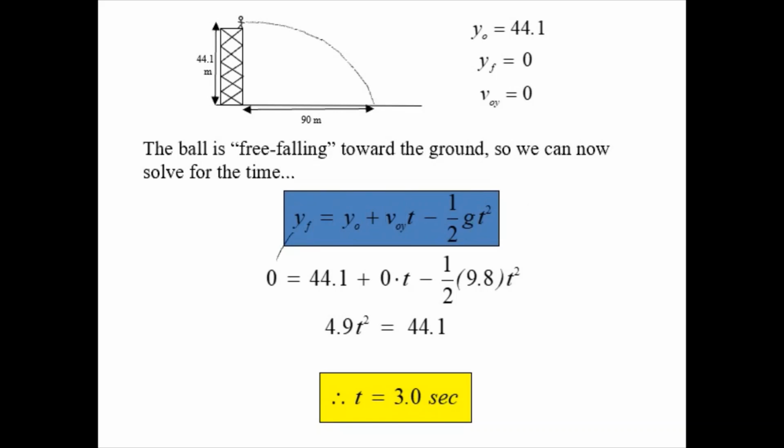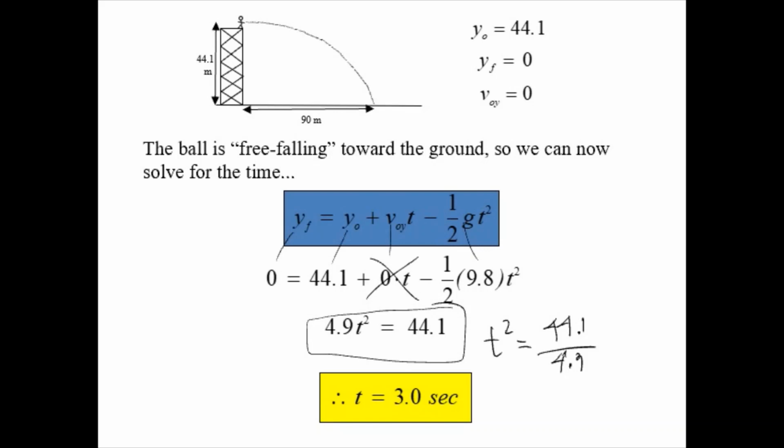And so I go ahead and I start plugging in the values that I know for these things, right? And I end up with, since this cancels out, an equation that says 4.9 t squared equals 44.1. I divide both sides by 4.9. So I end up with t squared equals 44.1 divided by 4.9.